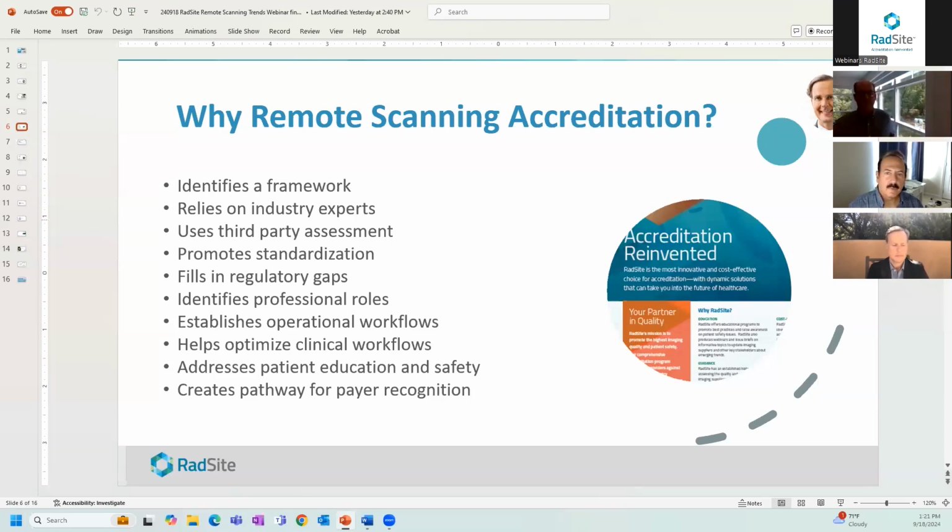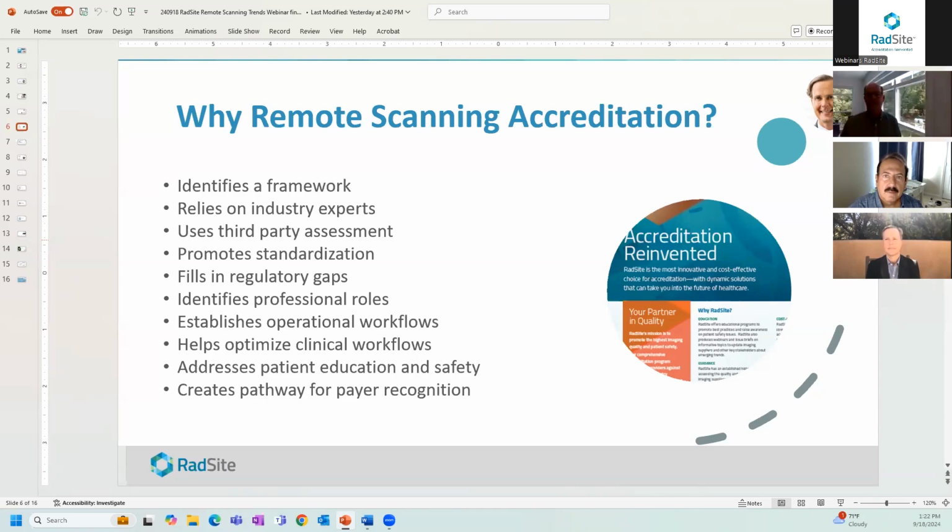Do you think remote scanning should just be a part of the general accreditation process that we have for modalities, including MR and CT? Or, why a separate accreditation for remote scanning that would be separate from the process? Would this not get rolled into accreditation in general, or is there incremental value for a separate accreditation for remote scanning? Yeah, so now it's probably going to have to be separate.